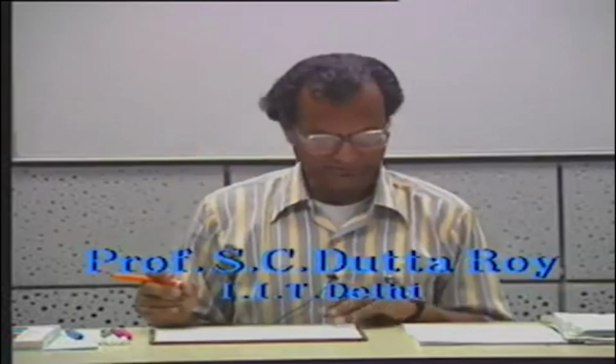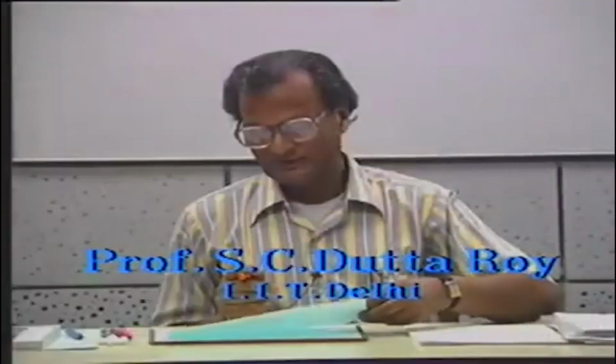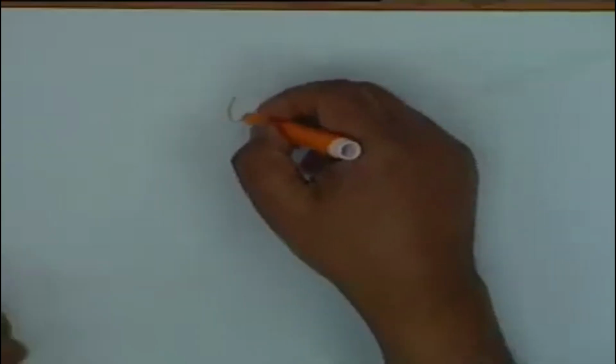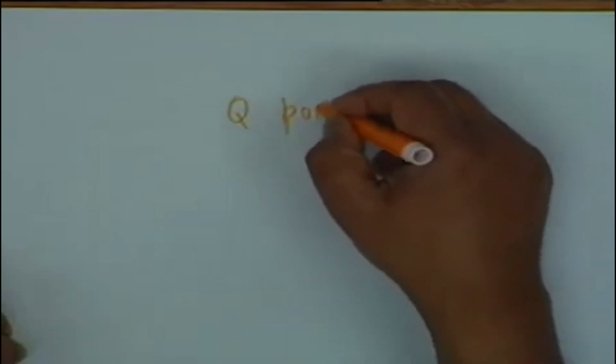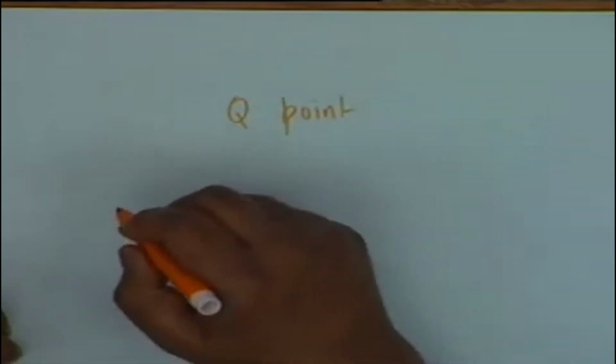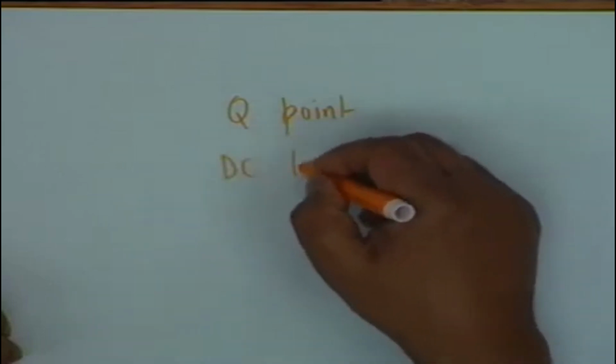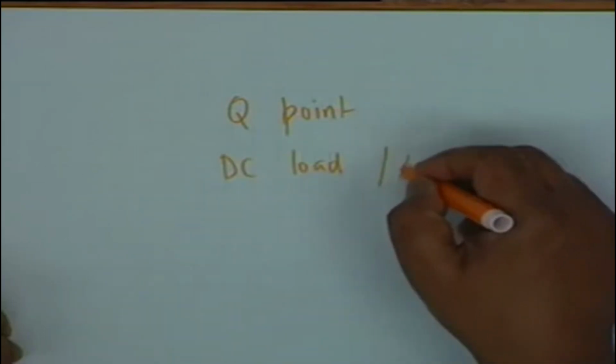32nd lecture and the topic is power amplifiers that we started yesterday. We continue discussion on power amplifiers. Yesterday's lecture was mainly concerned with determining the Q point and the distinction between DC load and AC load.